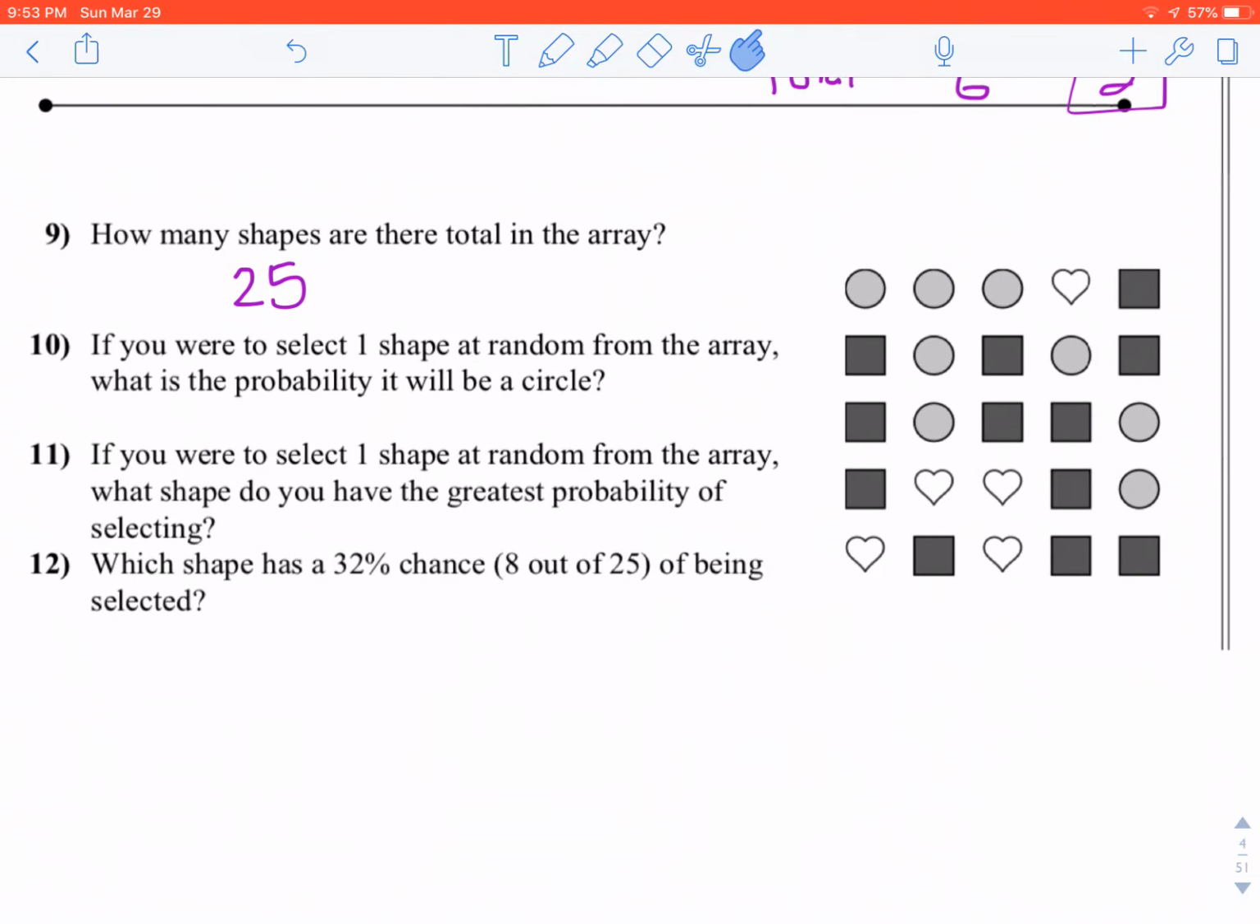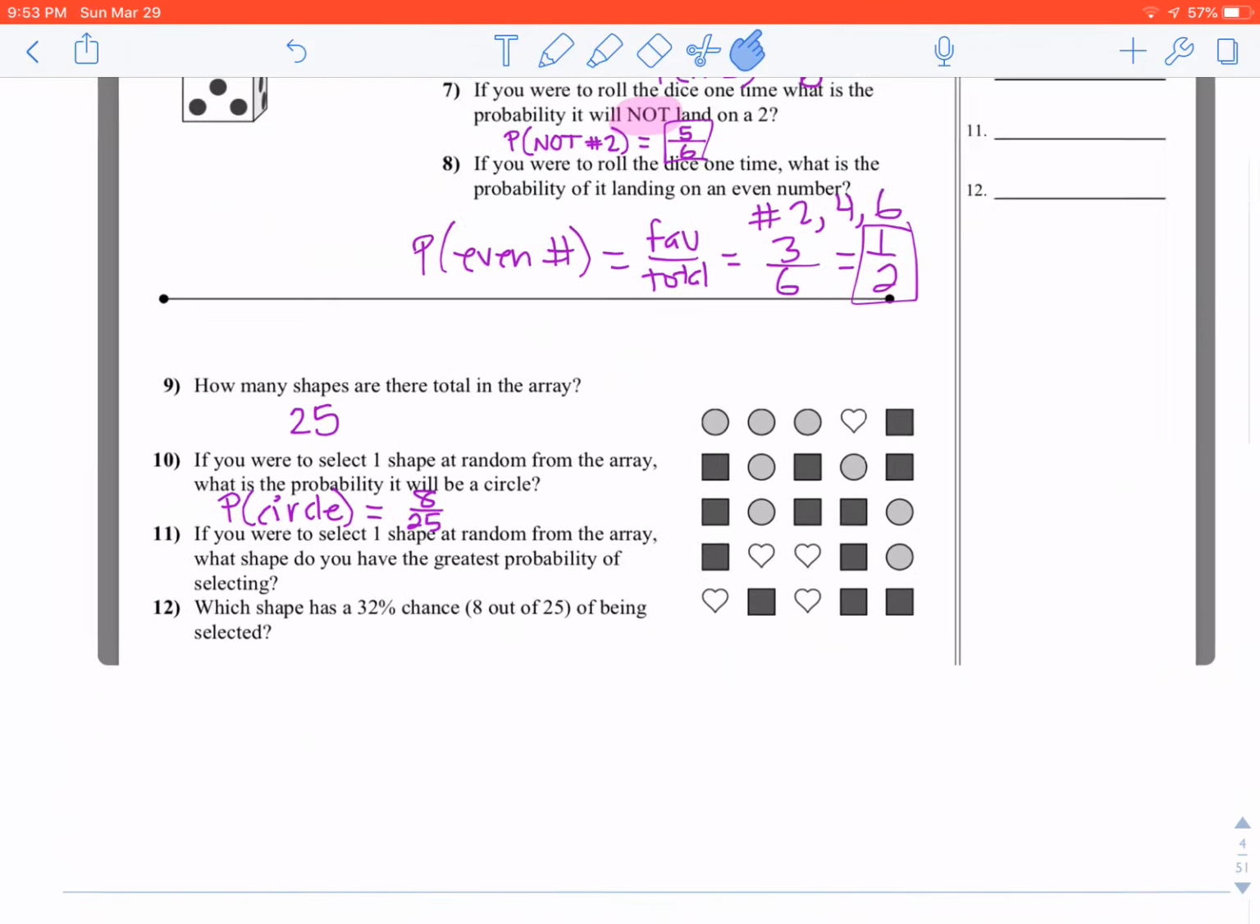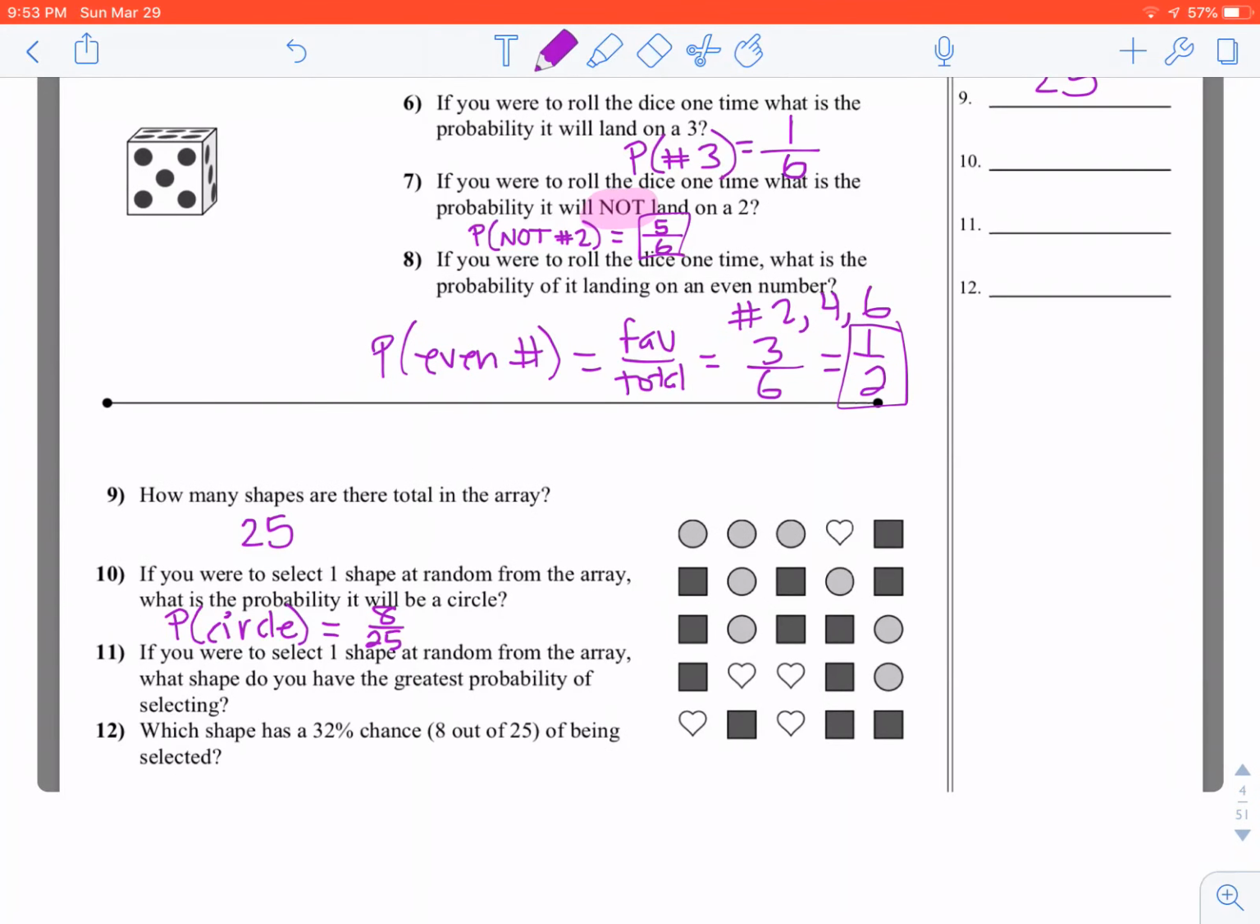So number 10, if you were to select one shape at random from the array, what is the probability that it is going to be a circle? So you want to count the number of circles there are, and we're going to keep it over our total, which is 25. So count your circles, 1, 2, 3, 4, 5, 6, 7, 8. So there's a total of 8 circles. And check your calculator, see if 8 divided by 25 can be reduced. It cannot, so you're going to keep your fraction as 8 over 25.